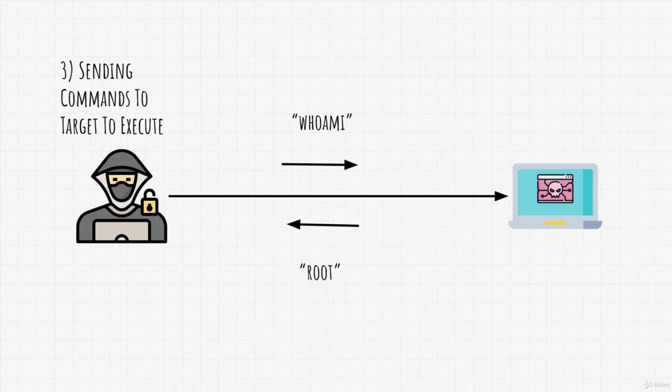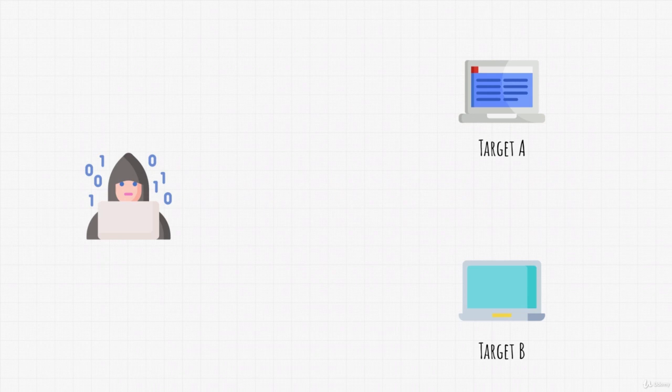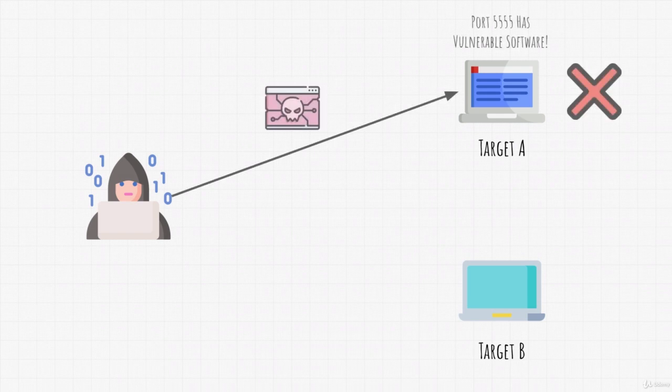However, there is one problem with this. Imagine we have 2 different targets, target A and target B. And let's say target A has a known vulnerability. It is running some outdated software on port 5555, for example, and in that case, we would do what we just explained, which is exploit the target through the vulnerability and deliver the payload that will allow us to control that target machine. Well, this scenario would only work if the target has a vulnerability.